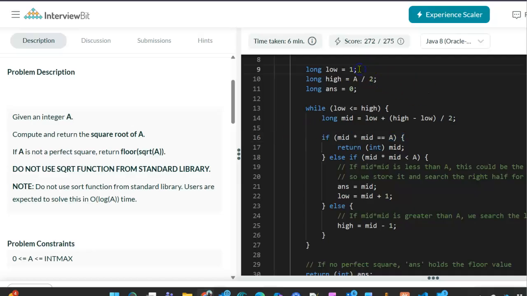Okay? So we've got low of 1. We've got high of A over 2. We have an answer initialized to 0, and we're going to do a binary search. Get the midpoint. If we can square it and it equals A, we're done. Just cast it back to an int and return it.